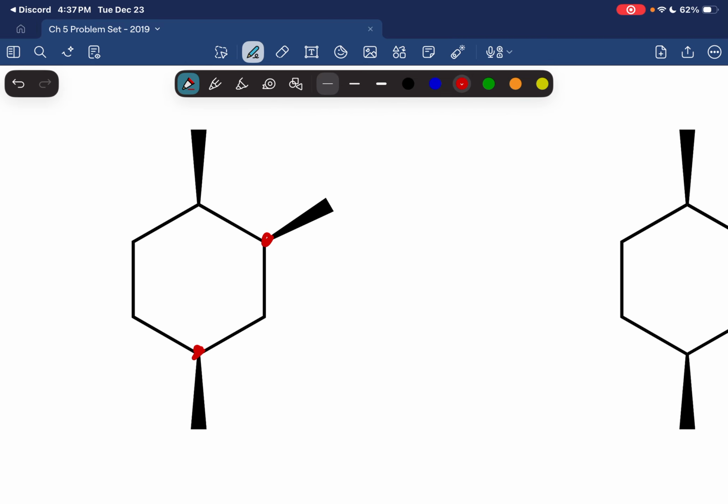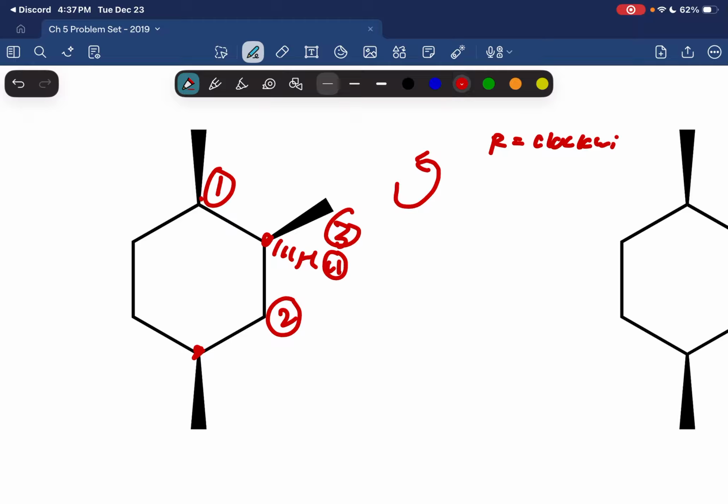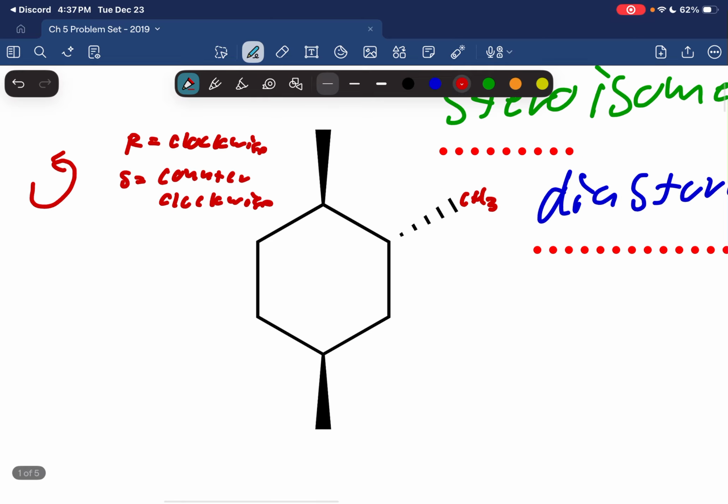So we have CH, C, C. So this would be our 1st priority, 2nd, and 3rd, and obviously the dashed hydrogen would be our 4th. So you would turn clockwise. We have R as clockwise, and then S as counterclockwise. So what we can tell is this is counterclockwise, so we have an S configuration over here.